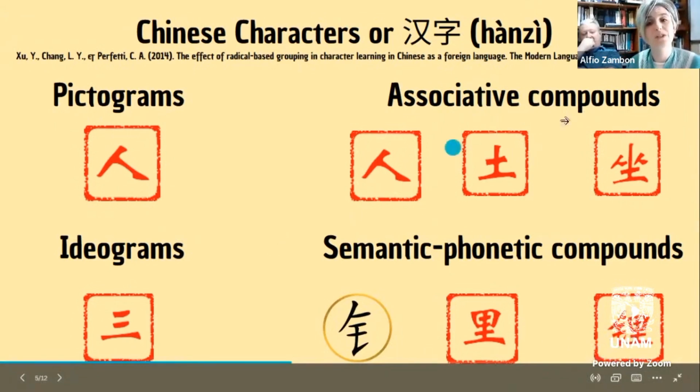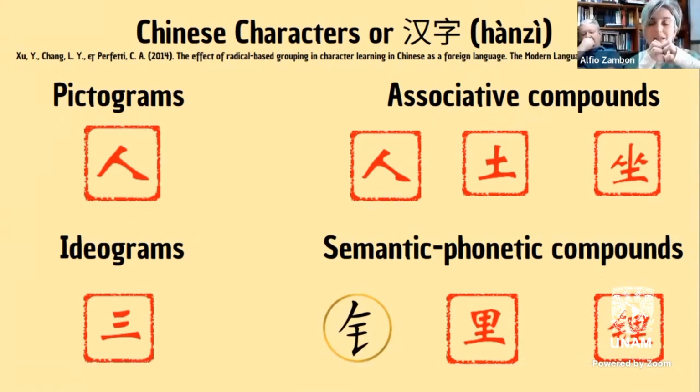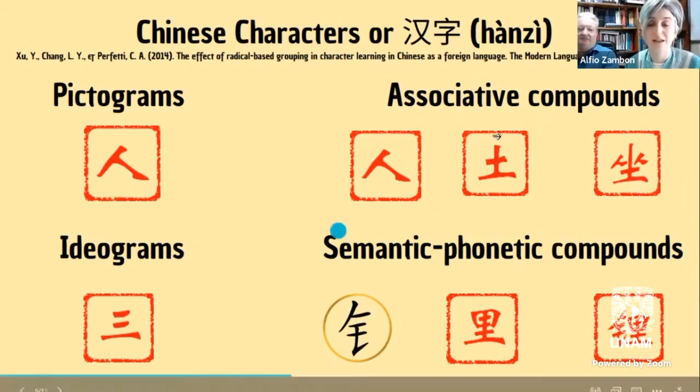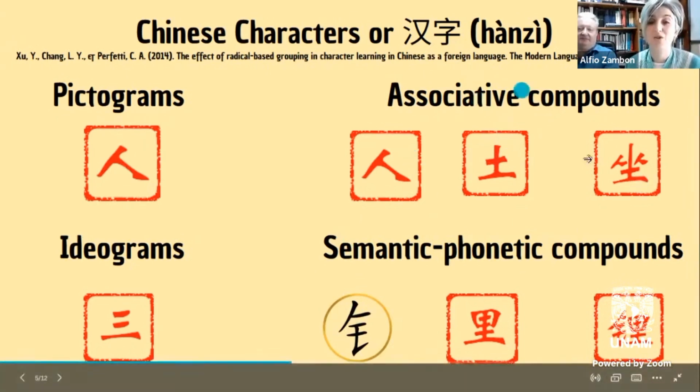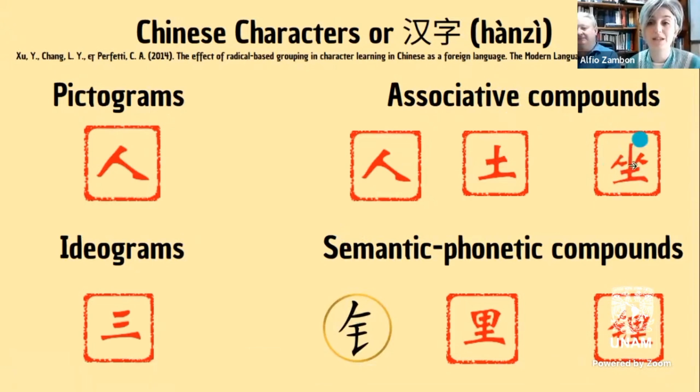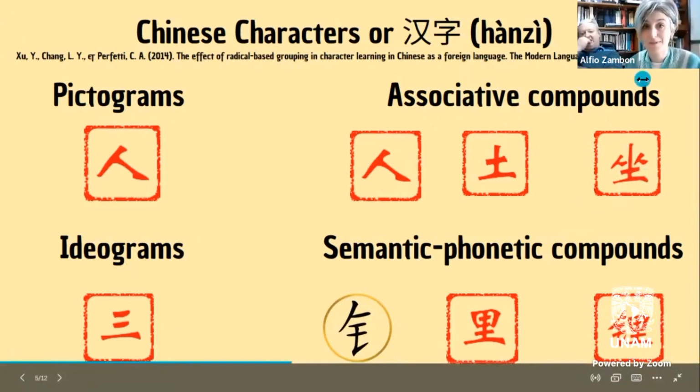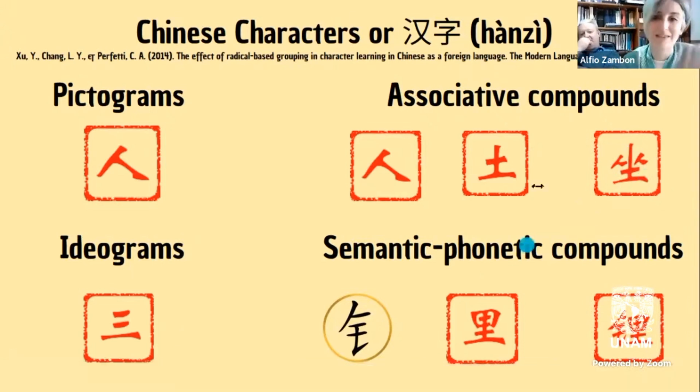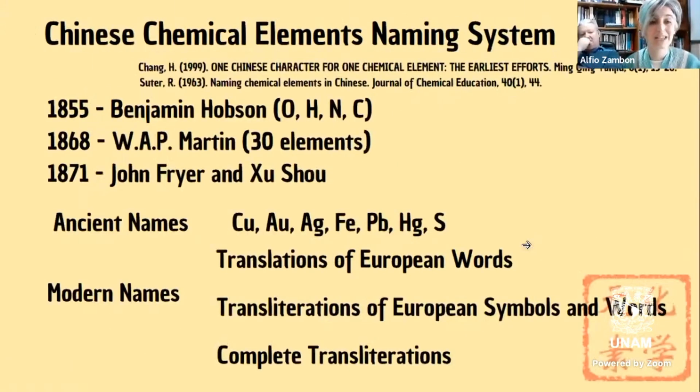In the case of associative compounds, they use different characters to combine, and both of the characters help to build the meaning. In this case, Zhen and Tu make Suo, 2 people sitting on the ground, and the character means to sit. Okay, that's the basic knowledge of Chinese for those who are not familiar with Chinese.